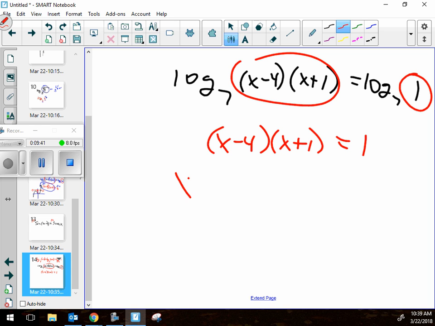Then multiply it all out. X squared minus 3x minus 4 equals 1. Subtract 1 from both sides. Hey, I got it set equal to 0. If you can factor it, you should.